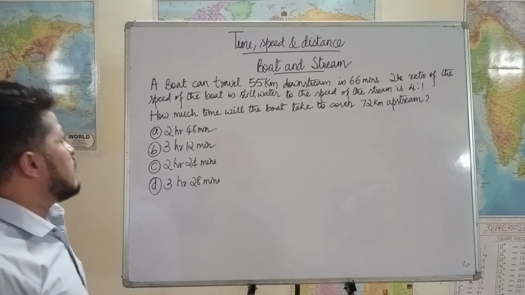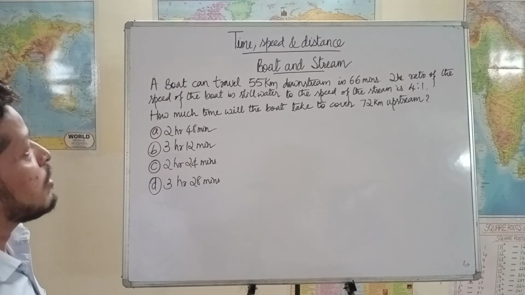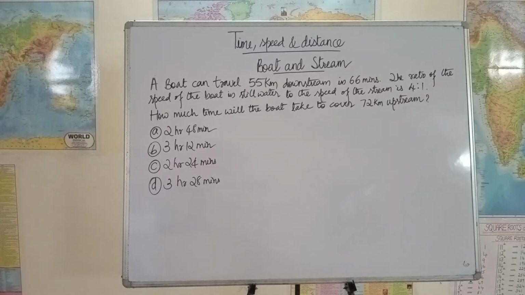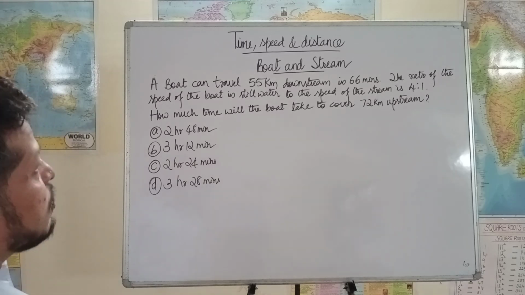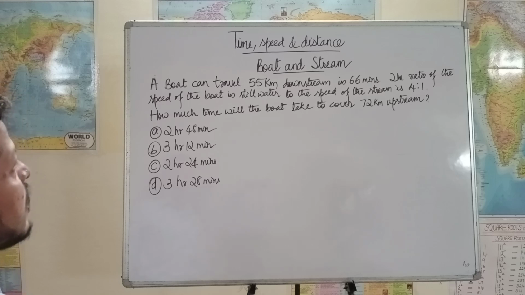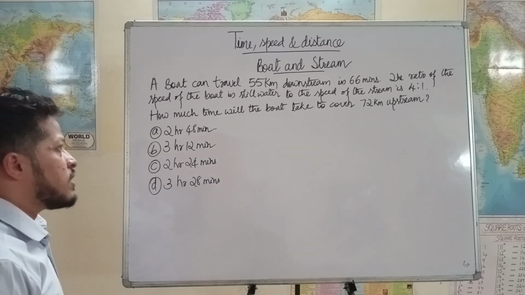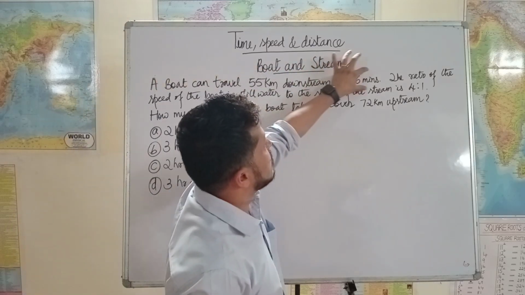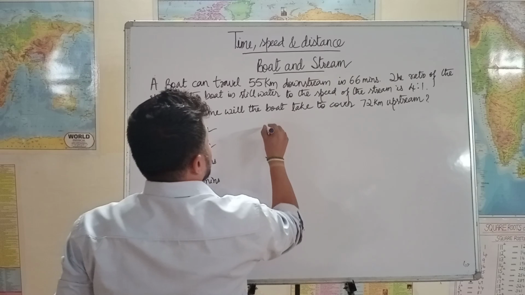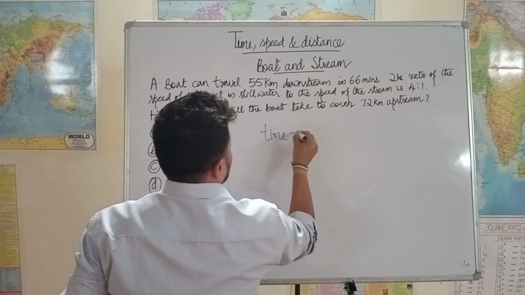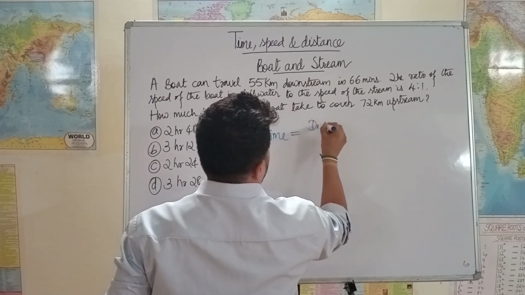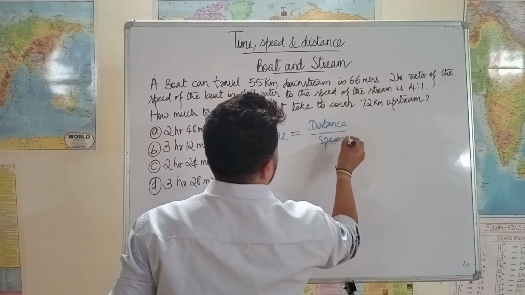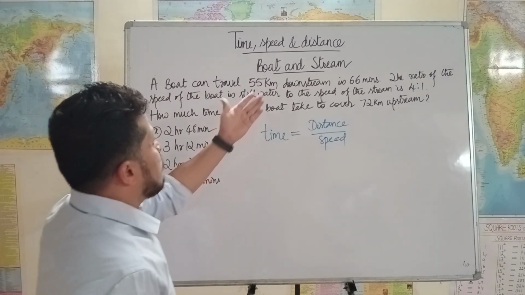Okay, we have a question here. A boat can travel 55 km downstream in 66 minutes. The ratio of the speed of the boat in still water to the speed of the stream is 4:1. How much time will the boat take to cover 72 kilometers upstream? See, the time given is 66 minutes for what? The formula for time is distance by speed, right?